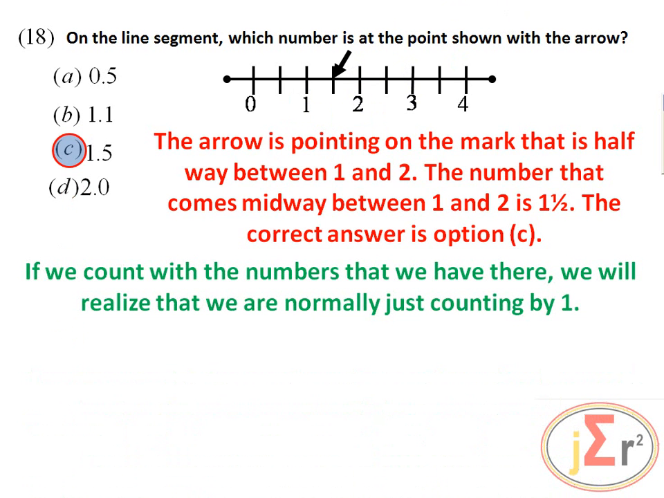If we count with the numbers that we have there, we will realize that we are normally just counting by 1. So if we count by those numbers that we have right there, we are normally just counting by 1.